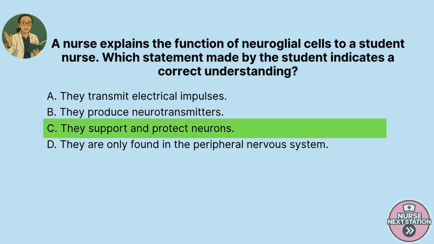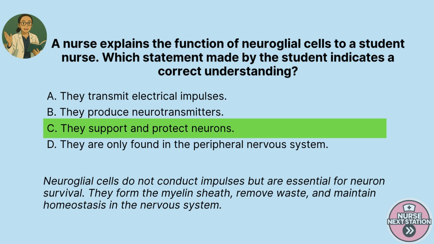Correct answer is C. They support and protect neurons. Neuroglial cells do not conduct impulses but are essential for neuron survival. They form the myelin sheath, remove waste, and maintain homeostasis in the nervous system.